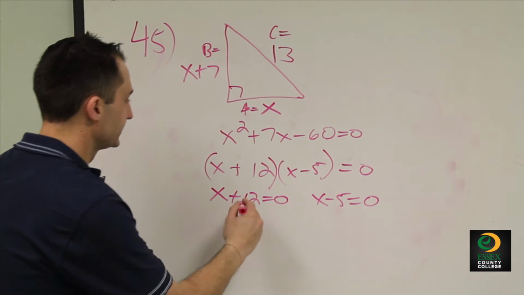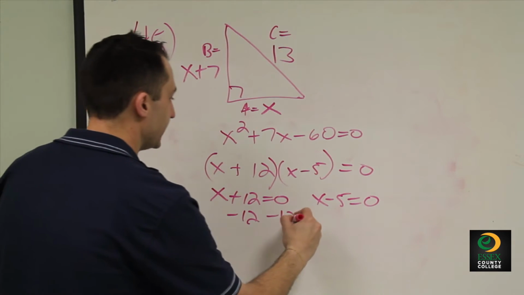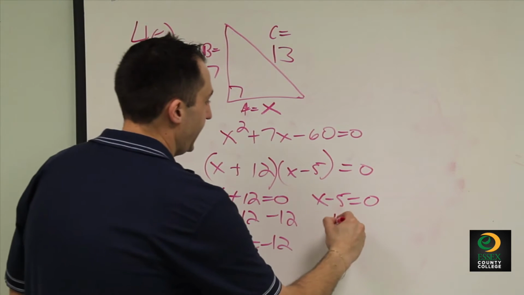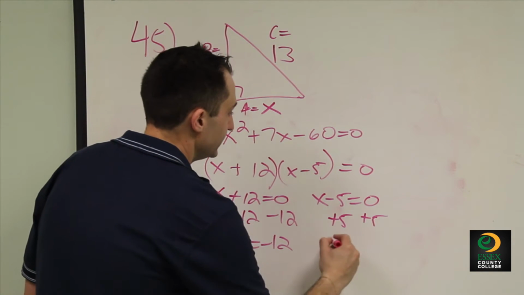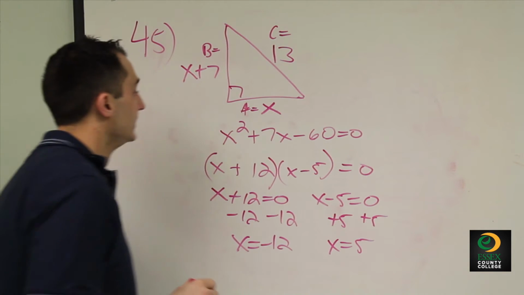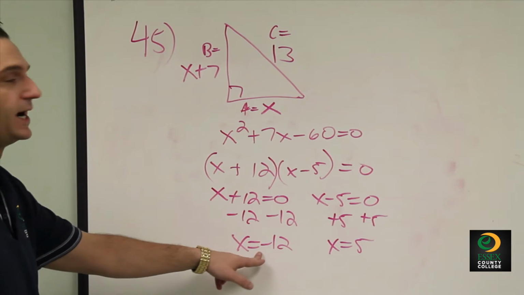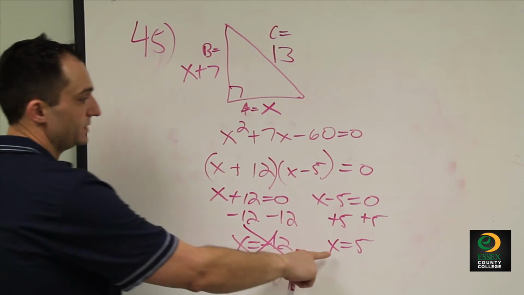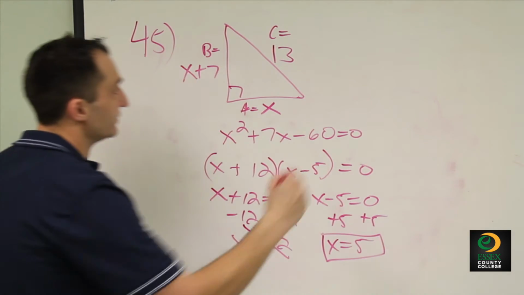We're going to solve for x, so we're going to subtract 12 from both sides, and then we get x is equal to negative 12. Then we're going to add 5 to both sides, so then x is equal to 5. However, we can never have a negative side of a triangle. It's a geometric shape, so that answer is incorrect. We're left with x is equal to 5.